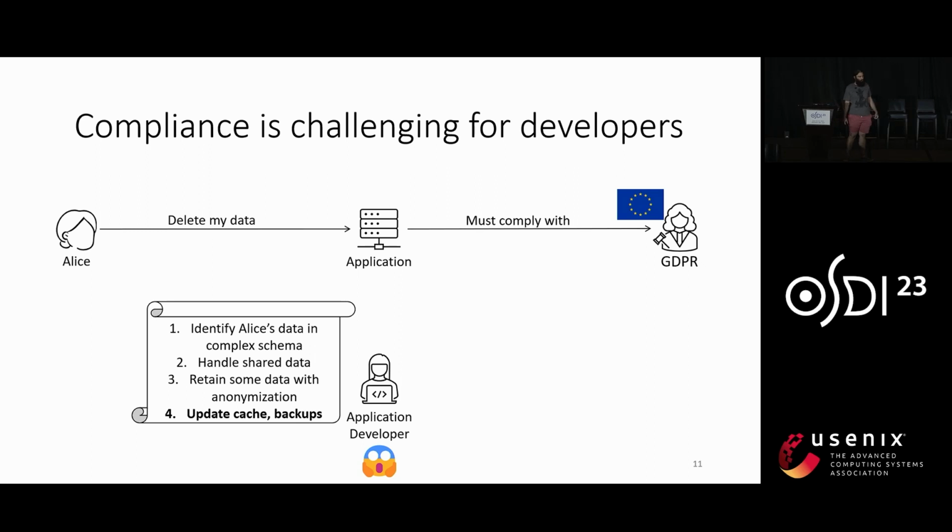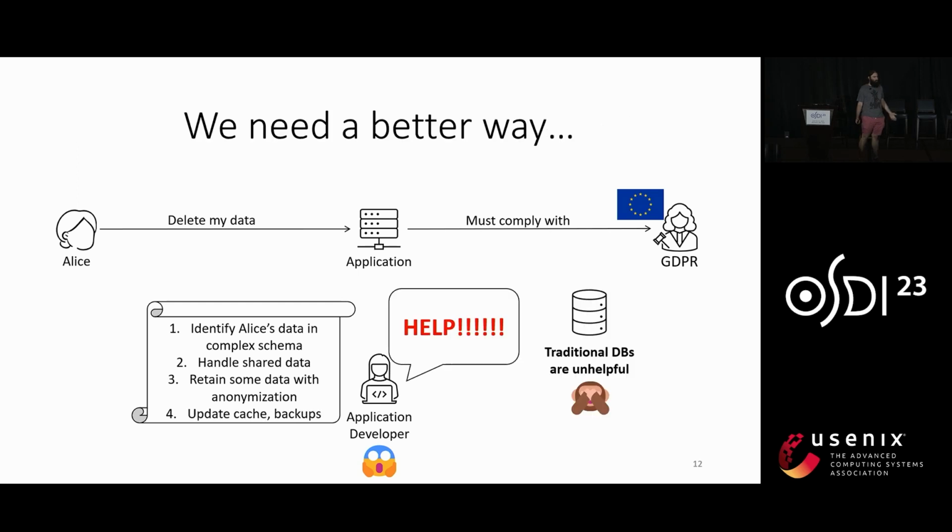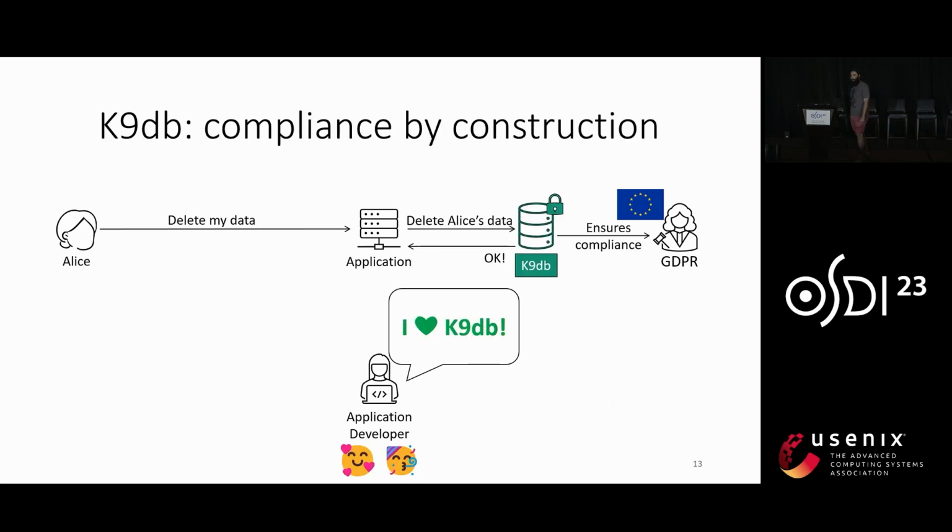And finally, the developer needs to update caches and backups that may contain some of Alice's data. Now, naturally, at this point, this is all too much, and the developer is freaking out. But unfortunately, the traditional SQL databases that we have do not really help here. They offer no support for compliance, and they shift the burden of compliance entirely onto the developers. In this work, we present K9db, a compliant by construction database that provides support for access and deletion requests, as well as other compliance invariants as built-in primitives. This results in a happy developer and better data privacy and control for end users.